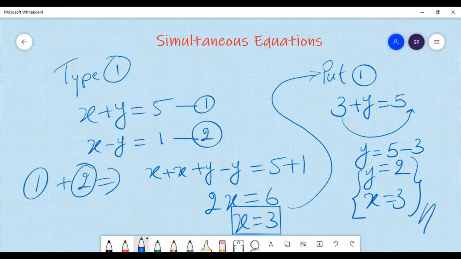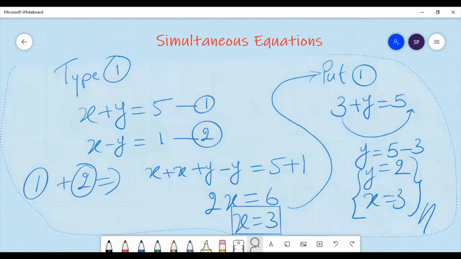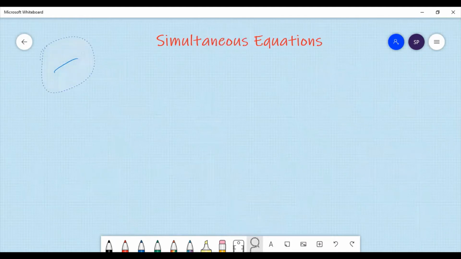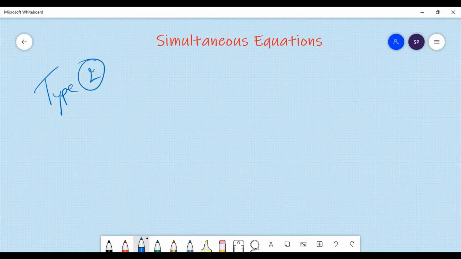So that's the type 1 simultaneous equation. Then we're going to look at the type 2 equation. How do we do that? The type 1 was easy because you have the same numbers in front of x and y. The second one is going to be type 2. So how does type 2 look?